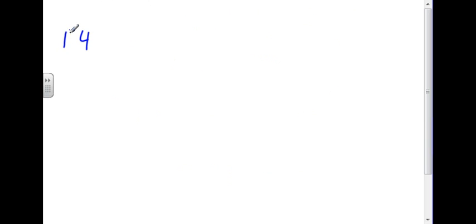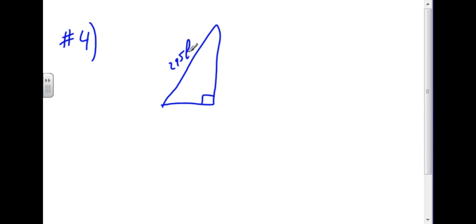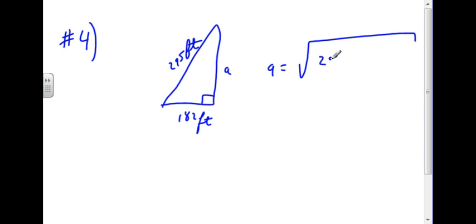Not skipping number 4, we find that we have to find the height because we don't know it. 295 feet. 182 feet. So we're going to find that A is equal to the square root of the hypotenuse squared, 295 squared, minus 182 squared. And we're going to find A, the square root of 295 squared minus 182 squared.